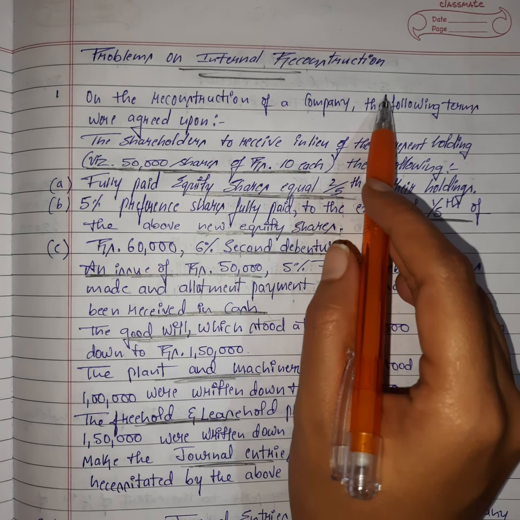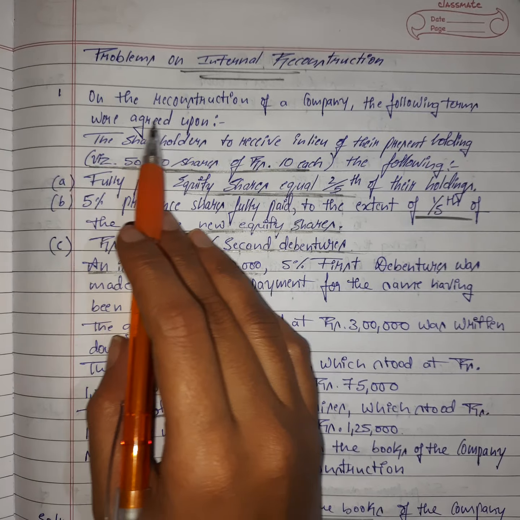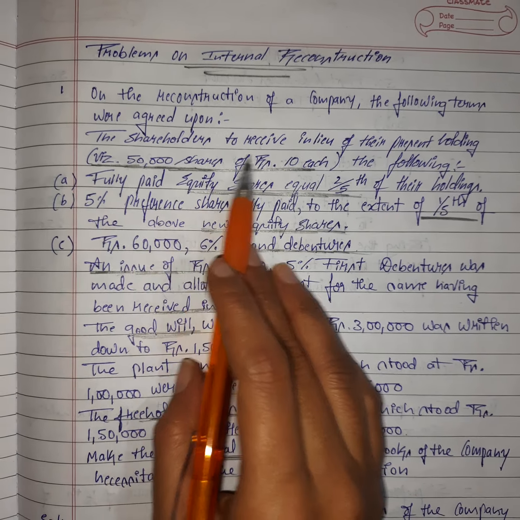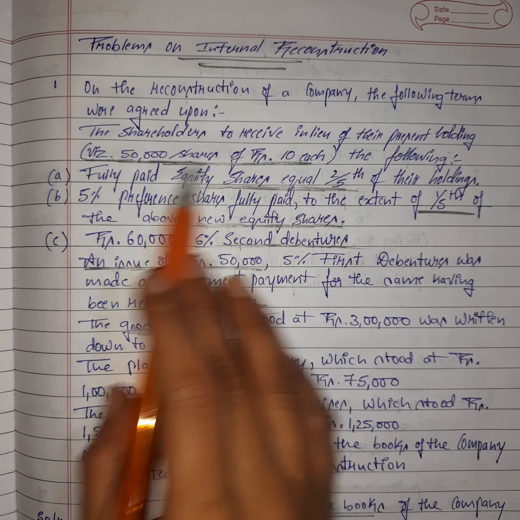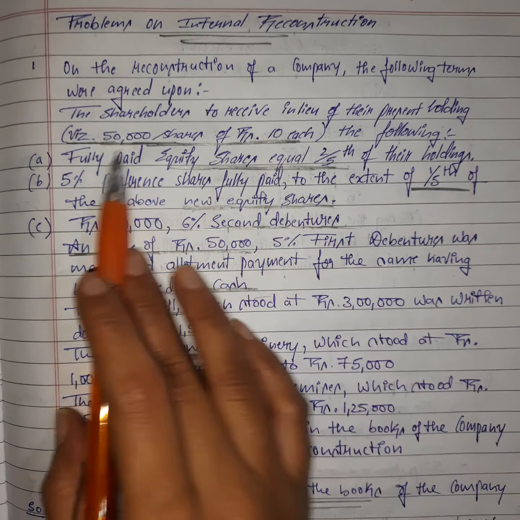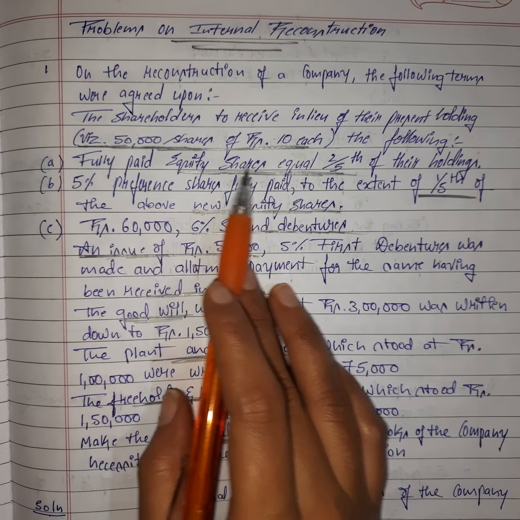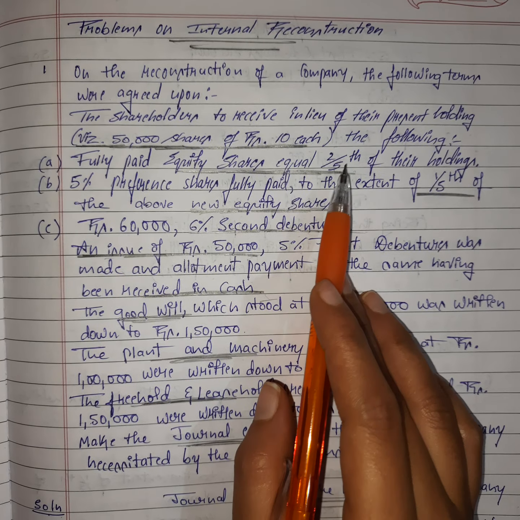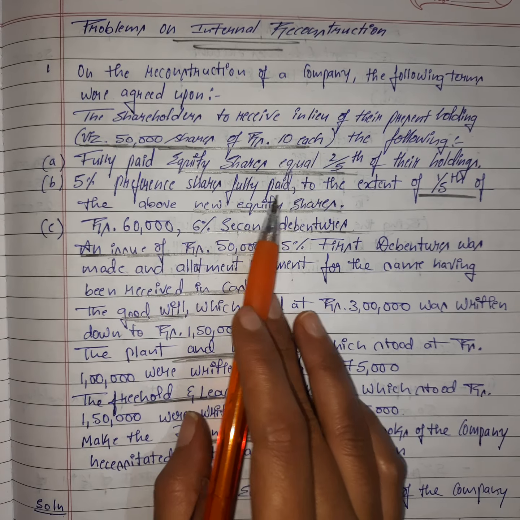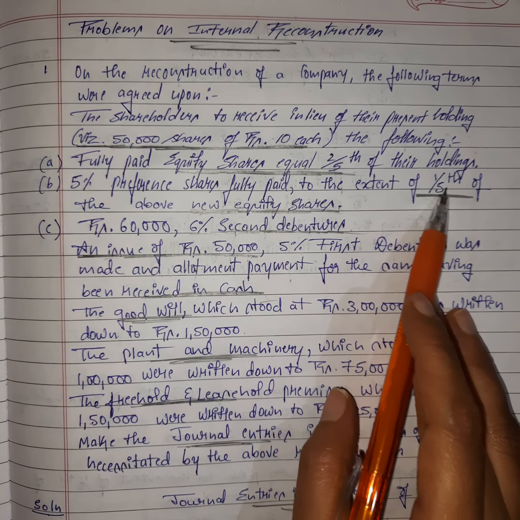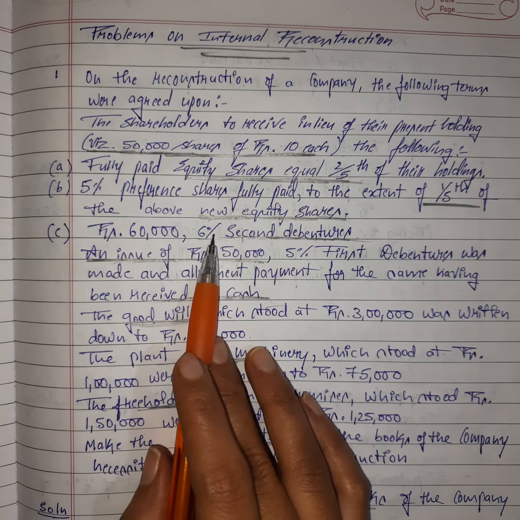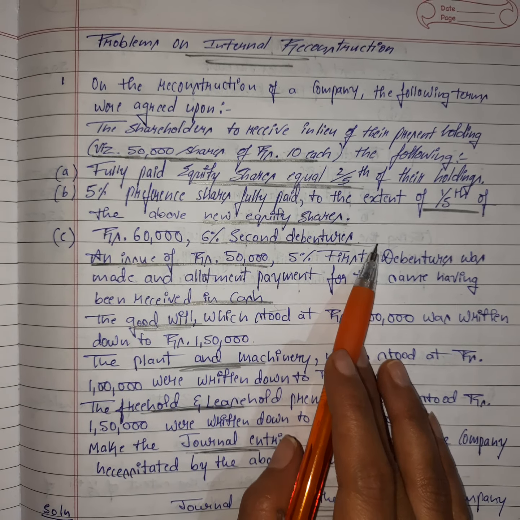Problems on internal reconstruction. Coming to the first problem: on the reconstruction of a company, the following terms were agreed upon. The shareholders are to receive in lieu of their present holding, namely 50,000 shares of rupees 10 each, the following. First, fully paid equity shares equal to 2 by 5 of their holdings. Next, 5% preference shares fully paid to the extent of 1 by 5 of the above new equity shares. Rupees 60,000, 6% second debentures.